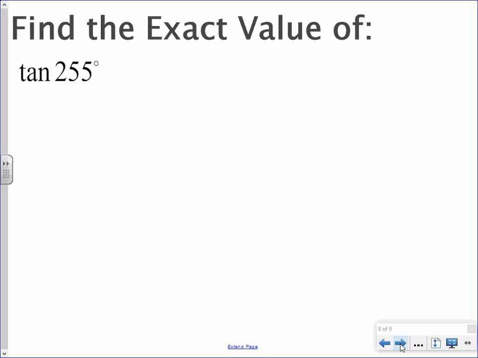255. Is that a special angle? No. It is not. Which means we're going to have to find the sum or difference of two angles to make 255 so we can find the exact value. Calculator doesn't give us exact values. So, brainstorm at your pod ways to add or subtract two familiar angles to get 255.